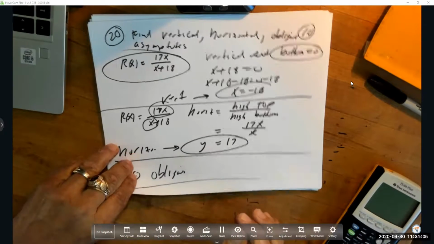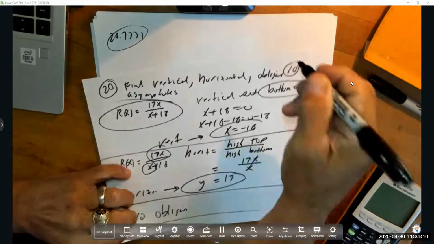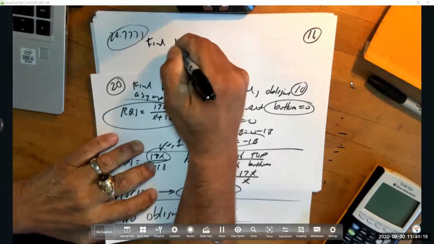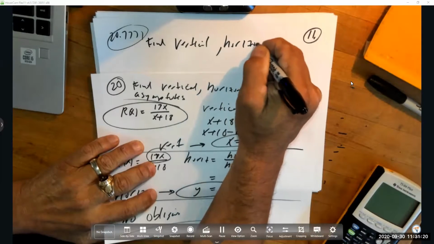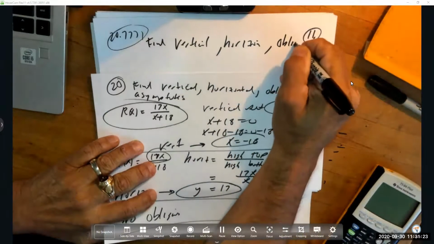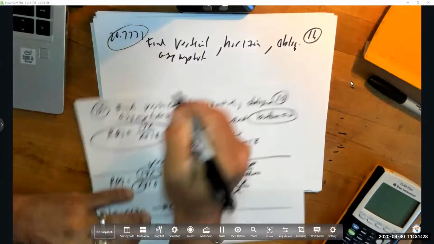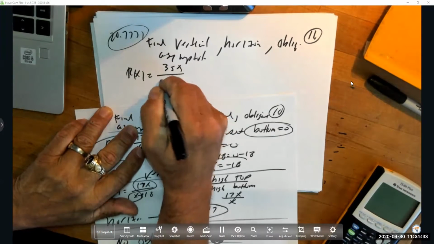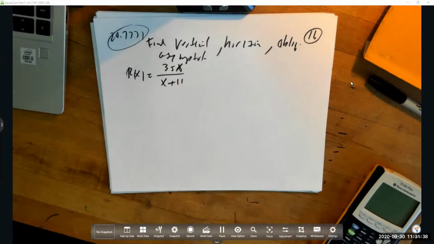I'm going to do it again. Same thing. Ready? It's going to say find the vertical, horizontal, and the obliques again. I'm going to change these numbers here. R of x is 35x over x plus 11. Same kind of problem, just different numbers.